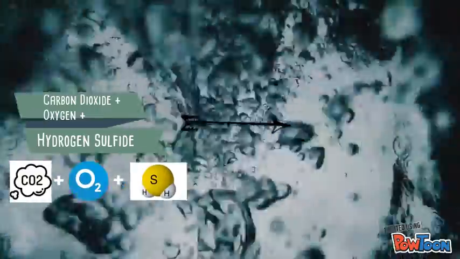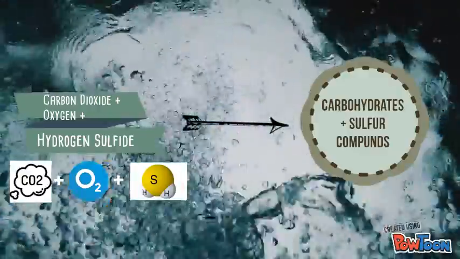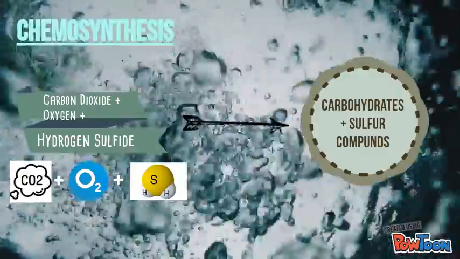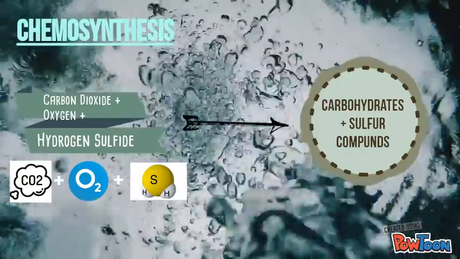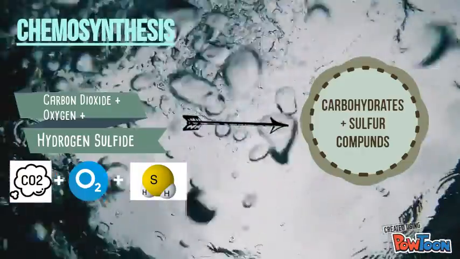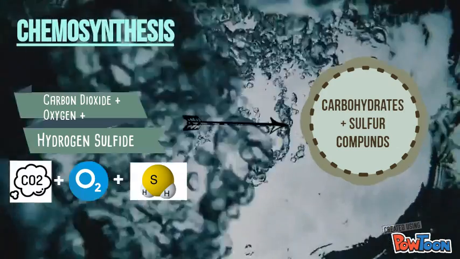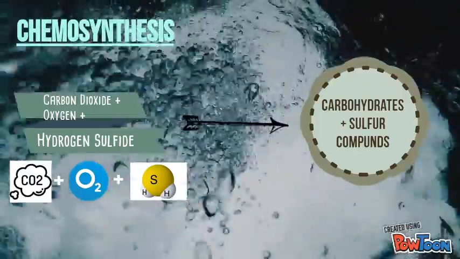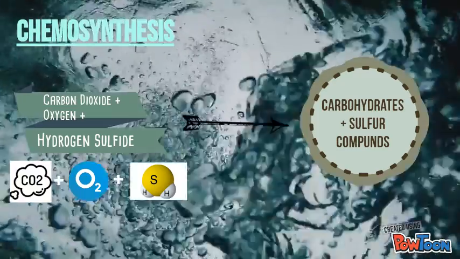But how do marine animals obtain their energy? I'm talking about the first primary producers in water. Well, they use chemosynthesis. Chemosynthesis is a process in which chemical energy is used to produce carbohydrates, then used by greater organisms that eat primary producers.